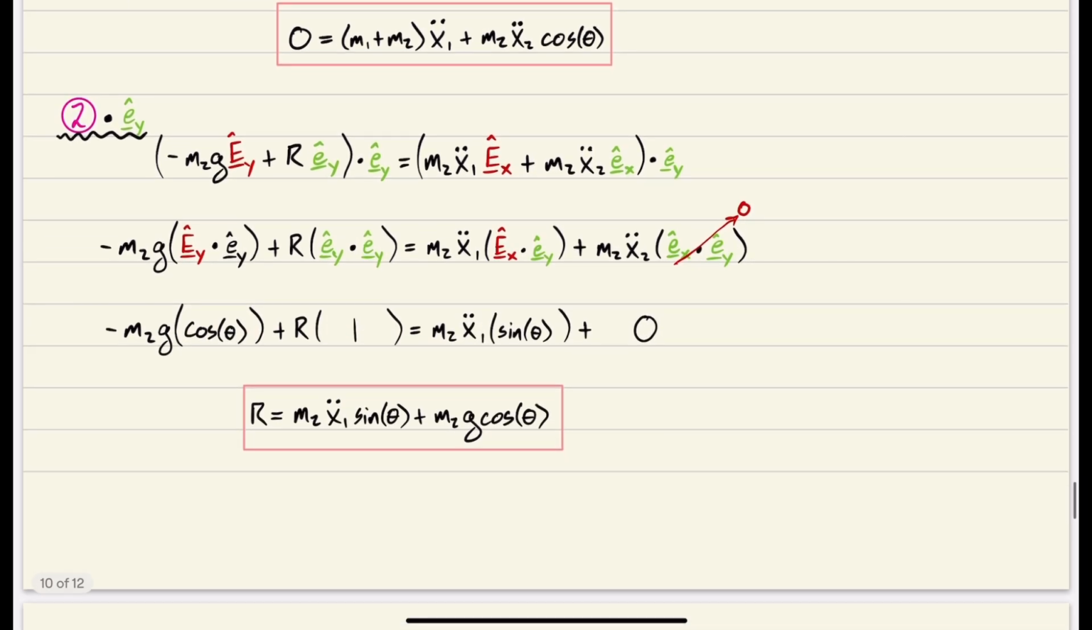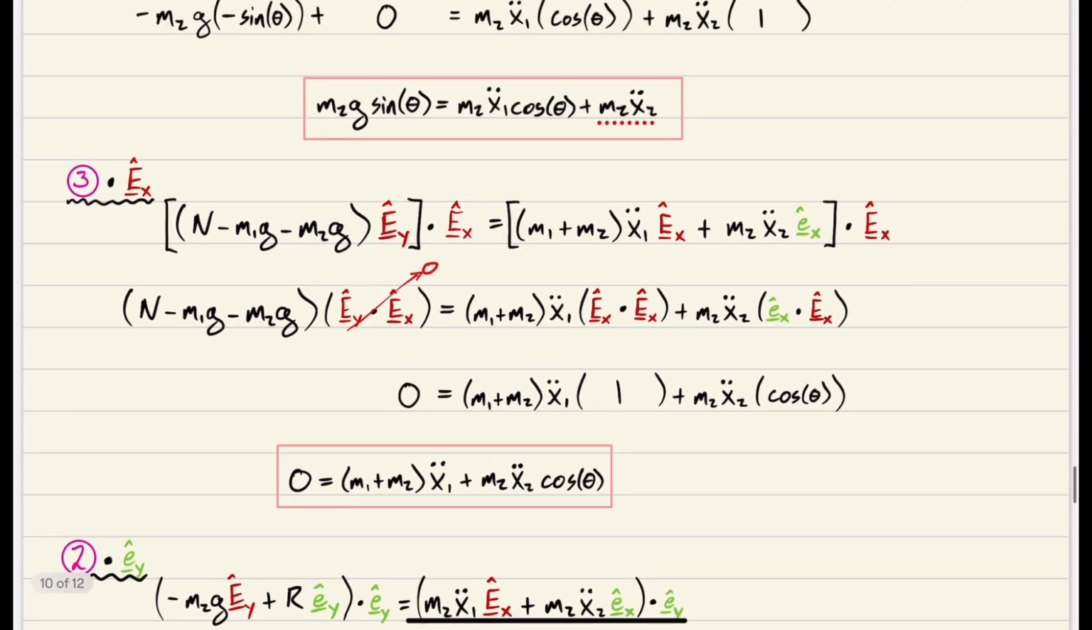Let's keep going. We're going to dot equation 2 with the green EY. And I encourage you to pause the video and actually work through this. I'm just going through it quickly, but I think it's written out pretty clearly here. And we're going to be left with an equation for r in terms of x1 double dot. But we already know x1 double dot from this system of 2 equations, 2 unknowns.